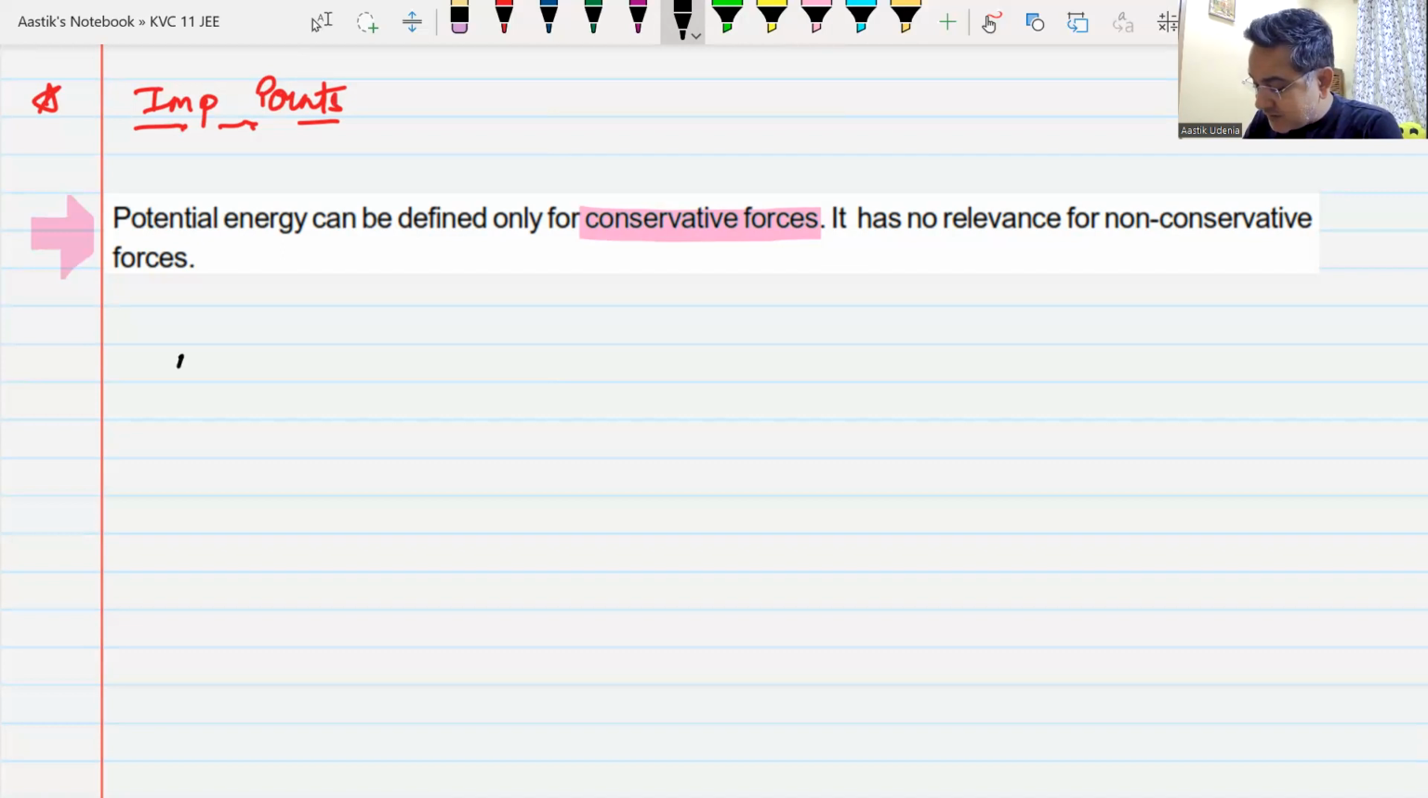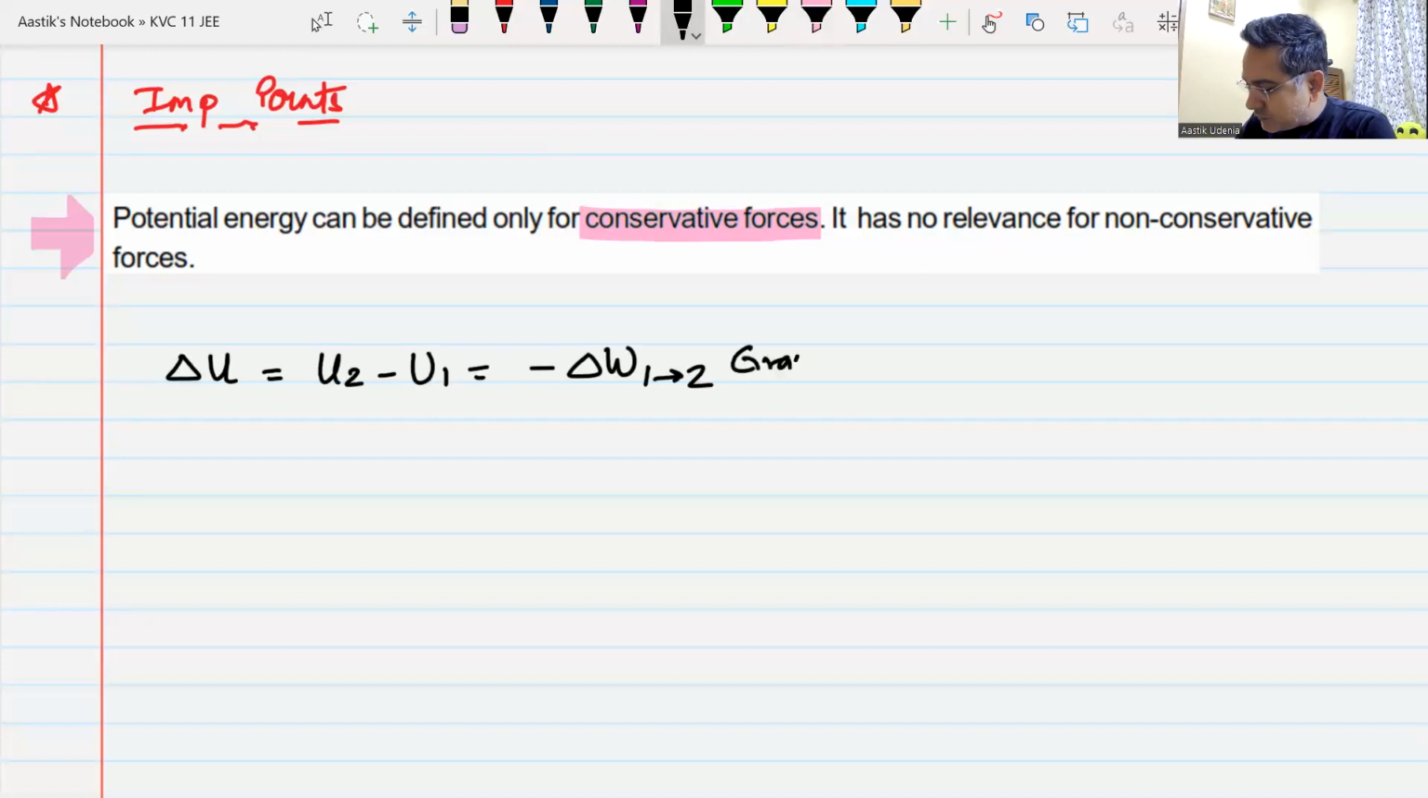Okay, the first type of energy: delta U, that will be equal to U2 minus U1. That will be negative of work done from 1 to 2 by gravitational force or gravity. This type of energy will be known as GPE. GPE means gravitational potential energy. That is the first type of potential energy that we'll encounter.